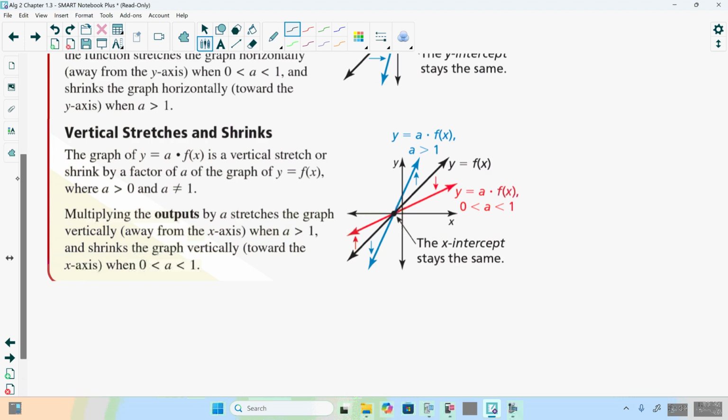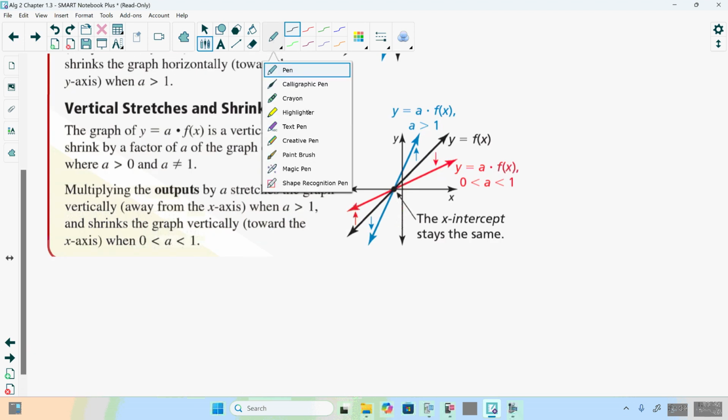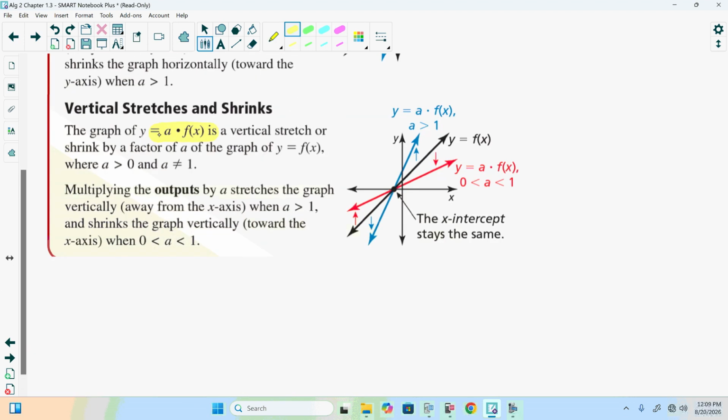First one I'm going to want to look at is vertical stretch and shrink. Vertical stretch and shrink, the general form for stretching or shrinking the function vertically is a times f of x, where a is the amount that we stretch or shrink it by. Doesn't matter if it's a stretch, does not matter if it's a shrink. We're going to use a times f of x.